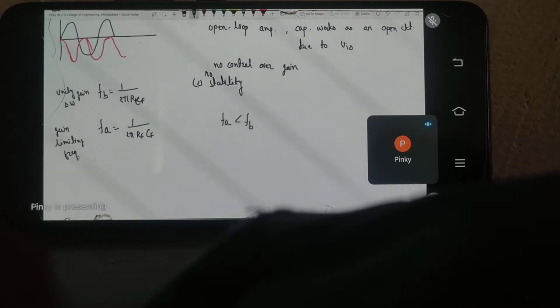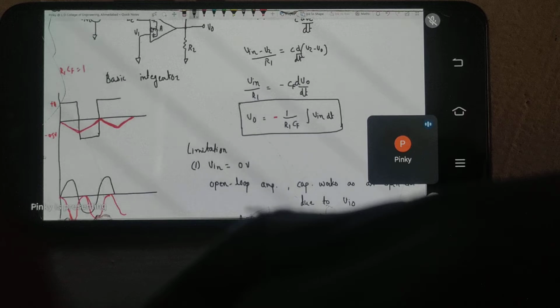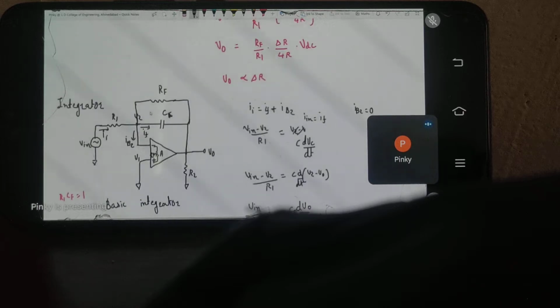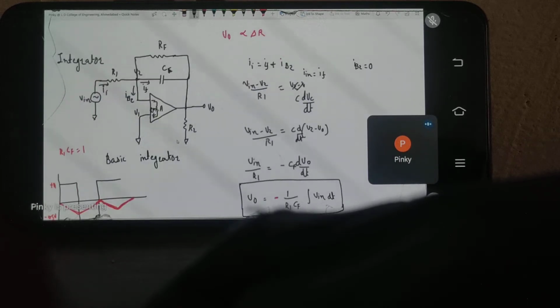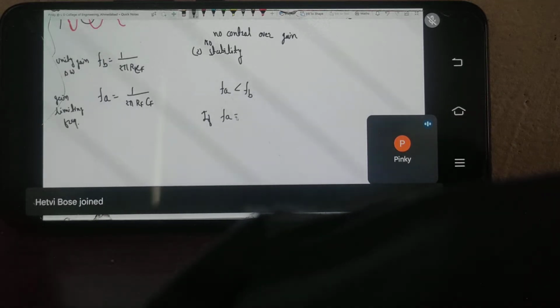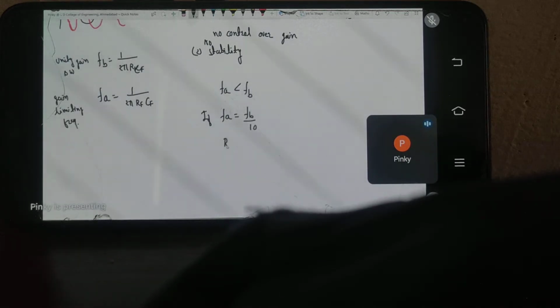If you are asked this question as a short answer, then first you have to draw the basic integrator. Derive this formula. Draw the input-output waveform for sine and square wave. Then you discuss this limitation, and after that you draw this practical integrator circuit. In the practical integrator circuit, remember these designing steps. We always select Fa less than Fb, and for example, if we take Fa equal to Fb by 10, then using this formula you can say your RF should be 10 times R1.